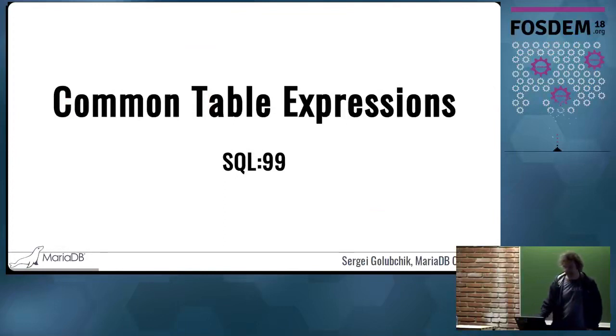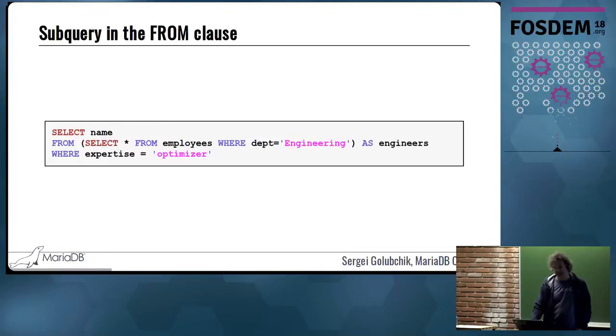Next SQL standard, which had an interesting feature. It was SQL 99, and it introduced the concept of common table expressions. Now, who knows what is common table expressions? Okay, good. But for others, I'll do a short introduction. So this is subquery in the from clause. You can see that's a subquery, and it's put in the from clause of the other query. It returns some results, and the outer query selects from the result of the subquery.